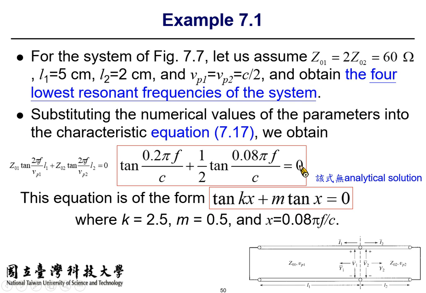Well, the question itself reveals that you have not only one solution for this parallel connection of two short-ended transmission lines, right? In fact, you have an infinite number of solutions as the frequency goes up. You will have many solutions. So we only need to solve for the 4 lowest resonant frequencies of the system.